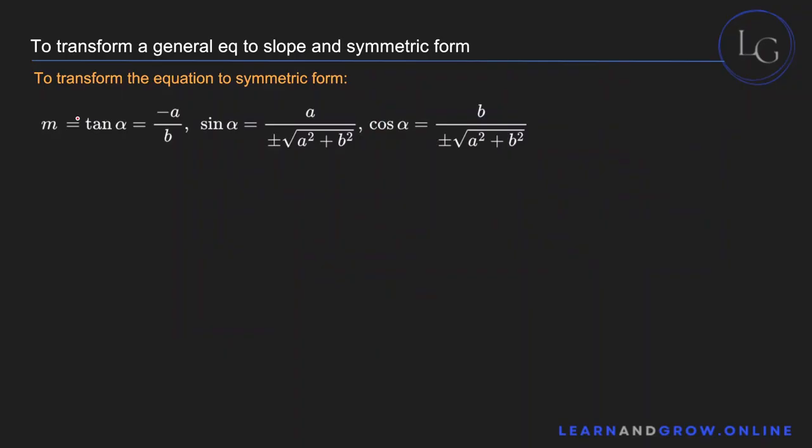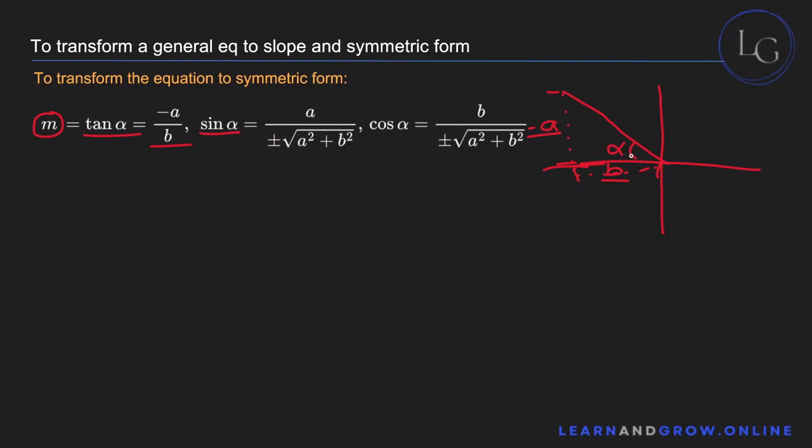So we already know that the gradient, or m, is equal to minus a over b, but that is also equal to tan alpha. If you draw the coordinate axis, and let's assume this is the line given to us, and this is your alpha, we know that the gradient is equal to the rise over the run. This is your rise, and this is your run. The rise is equal to, in this case, negative a, and the run is equal to b. So the y value is negative a and the x value is b, and tan alpha is equal to the rise over the run.